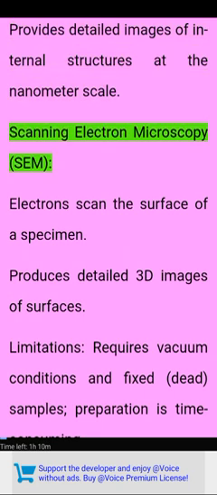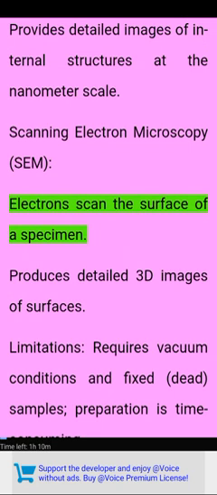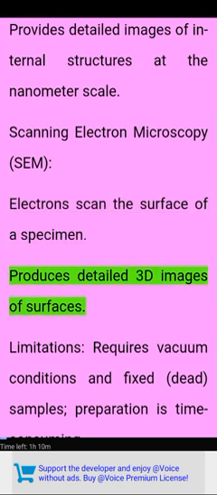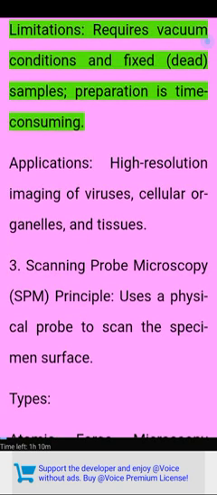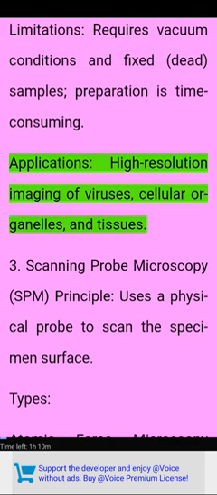Scanning electron microscopy, SEM. Electrons scan the surface of a specimen. Produces detailed 3D images of surfaces. Limitations: requires vacuum conditions and fixed, dead samples; preparation is time-consuming. Applications: high-resolution imaging of viruses, cellular organelles, and tissues.